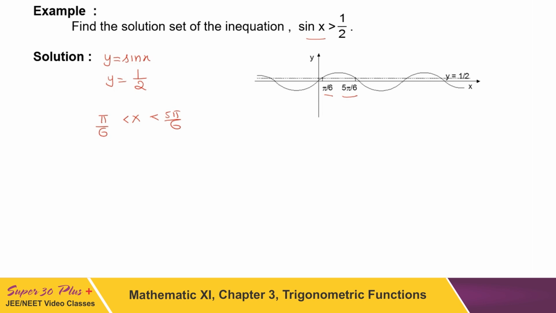And for the general solution, we are going to add 2nπ because 2π is the period. Then we can say the answer of this inequality is 2nπ + π/6 to 2nπ + 5π/6. This is the answer of the inequality sin x greater than 1/2.